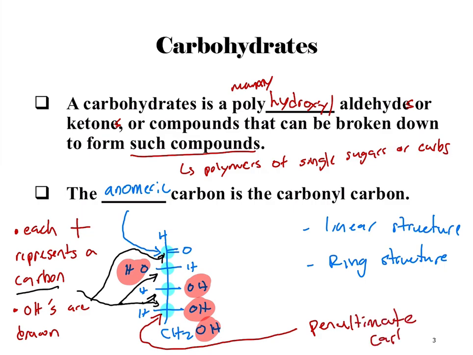Penultimate carbon. And so these are some of the basic definitions for an aldehyde or a ketone. And some of the consequences of this definition is that for a carbohydrate to exist, it needs to be at least 3 carbons long.